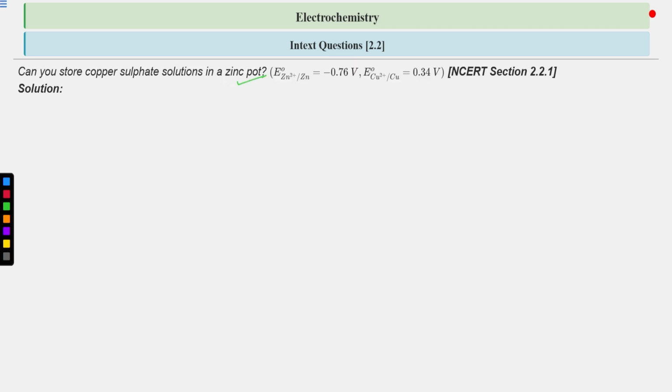When you answer this question, first of all, it is asking whether you can store the copper sulfate solution in a zinc pot. So it needs to be answered in a yes or no format, right? But also the E naught value is given. That means you have to explain it a little bit.